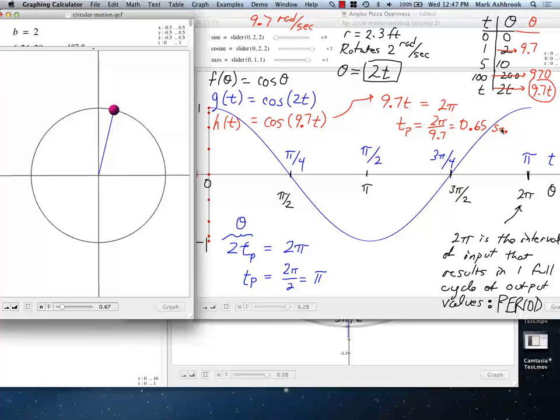So what does that number mean? 0.65 seconds. What does it mean in the context of this situation? 0.65 seconds. Nice. Right, 1 revolution of the ball, or 1 period, is 0.65 seconds, about 2/3 of a second.